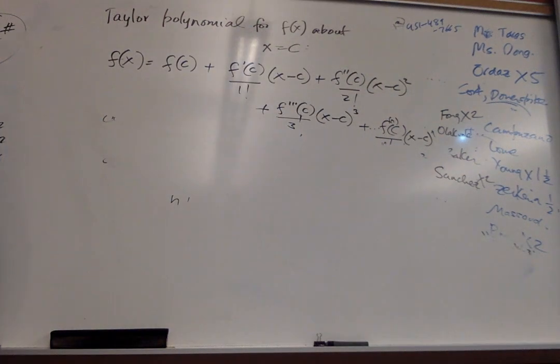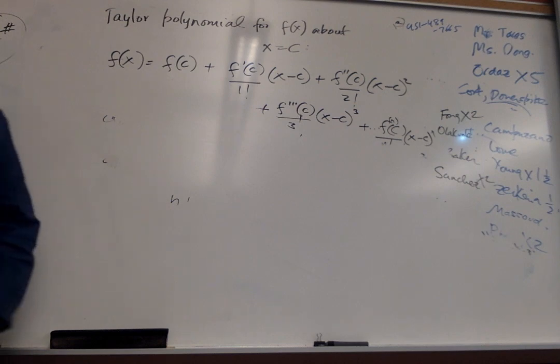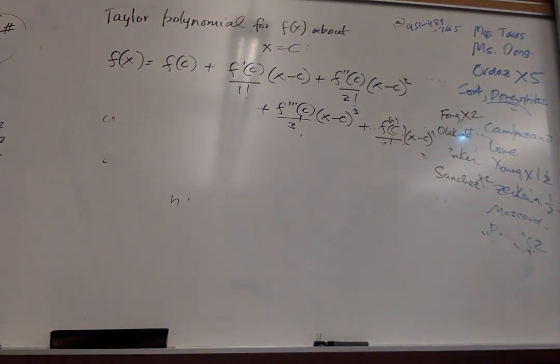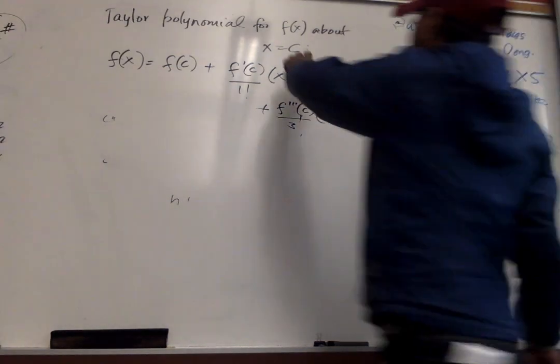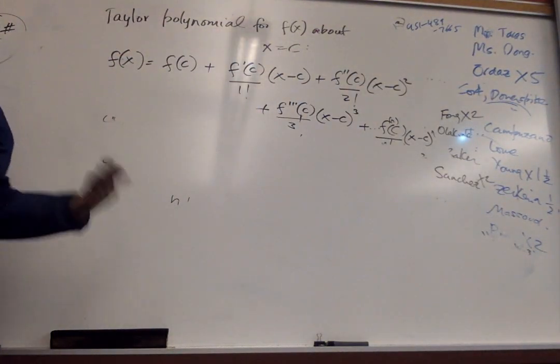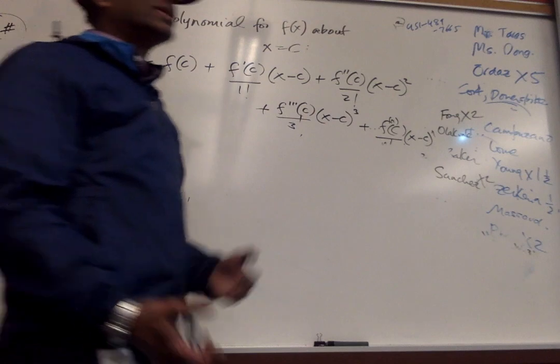Magic. Okay? So if I wanted, look at the board please. For this problem, for those of you wondering, it says about x equals 1. So c is 1, is that clear? They're saying about x equals 1. They're telling you what c should be. The problem will give you that.